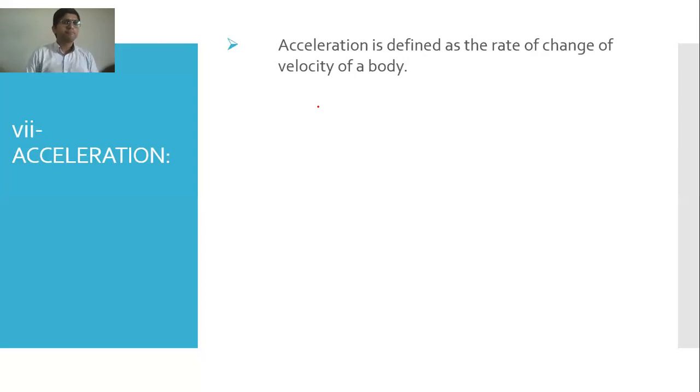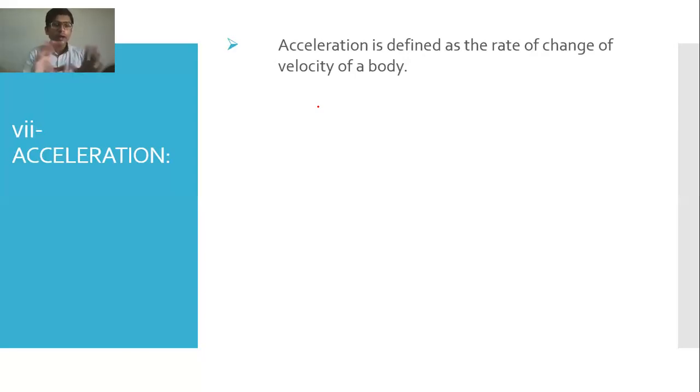Or I could give you another example. I'm moving and I'm talking about acceleration, which is the rate of change of velocity. If I say that I am accelerating with 5 meters per second square, it means that at every second my speed is increasing by 5. Getting my point? At the first second it could be 5 meters per second, in the second it could be 10, in the third second it would be 15, and in the fourth second it would be 20, and so on. So this is actually the rate of change of velocity.